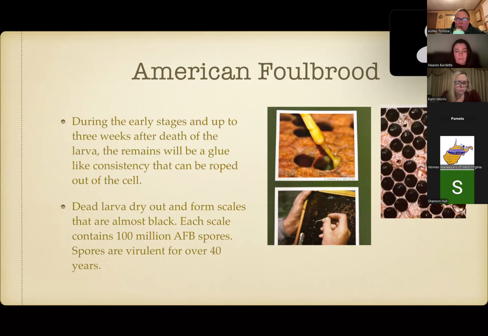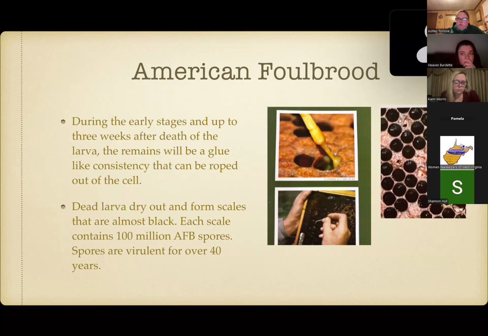What happens afterwards is the bad part. Those disgusting ropey larvae, after 3 weeks, dry out and become this black scale that's typically on the bottom of that cell. Each of those little itty bitty dried black scales contains 100 million AFB spores, which is enough to infect basically every hive worldwide. Those spores, a minimum suggestion is they're good for 40 years. Typically, they say they're close to good for 80 years. There's nothing you could spray them with. There's nothing you could treat them with.